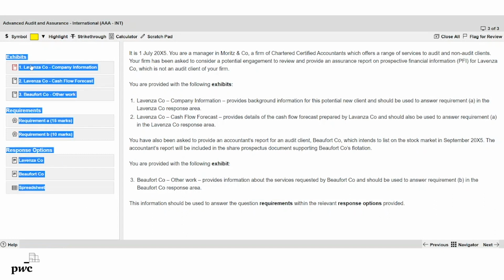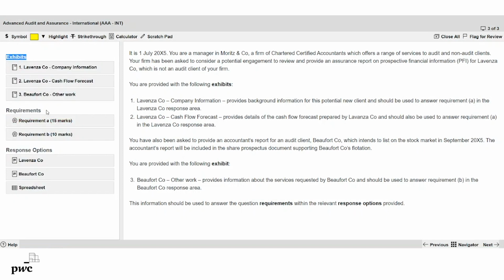The most important thing for you is the menu, which is located on the left-hand side of the screen. It contains exhibits, requirements, and response options. Exhibits are the scenarios themselves. Usually there is not just one scenario, but more than one. The response options mirror the exhibits and the requirements, and by the name of the response option, you can tell which requirement or which company you should talk about in it.